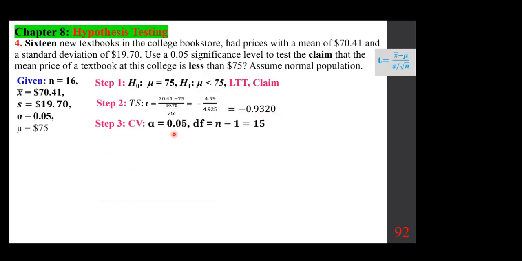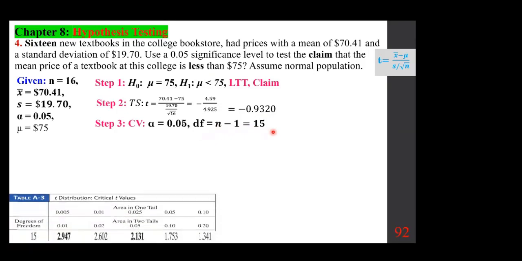Now alpha is 0.05. Degrees of freedom is n minus 1, which makes it 15. And if we go with the table, on the left column, we go down until we hit degrees of freedom of 15. And when we come across area in one tail is 0.05 because it's a left tail test, the answer is 1.753. Because it's a left tail test, we make it negative if we were to use the table. So the table gives us positive, we make it negative.